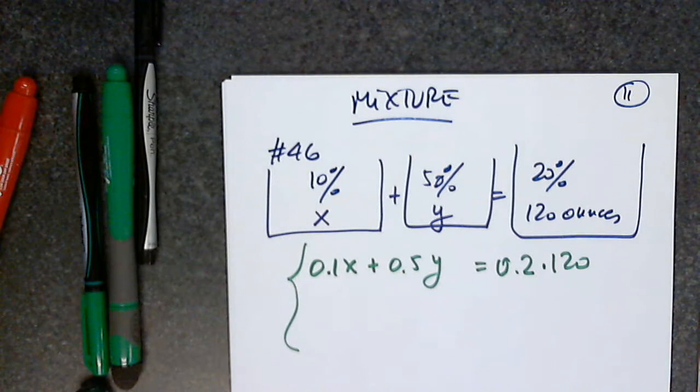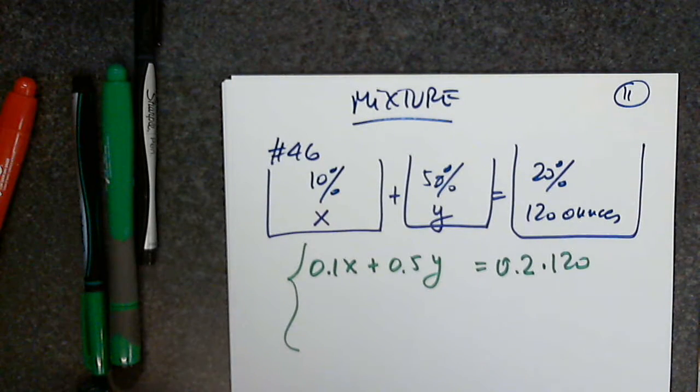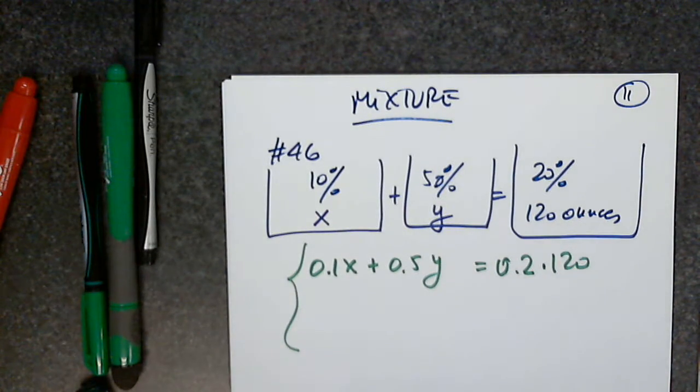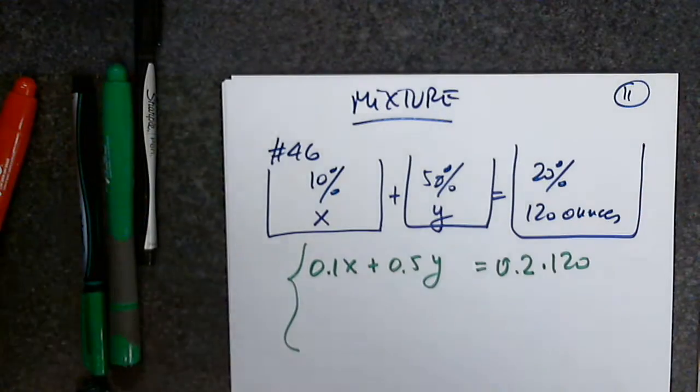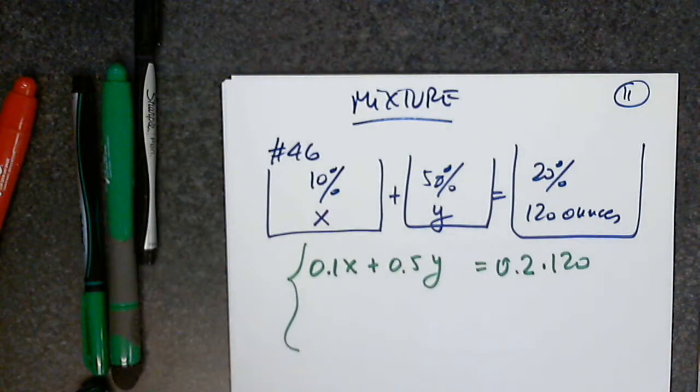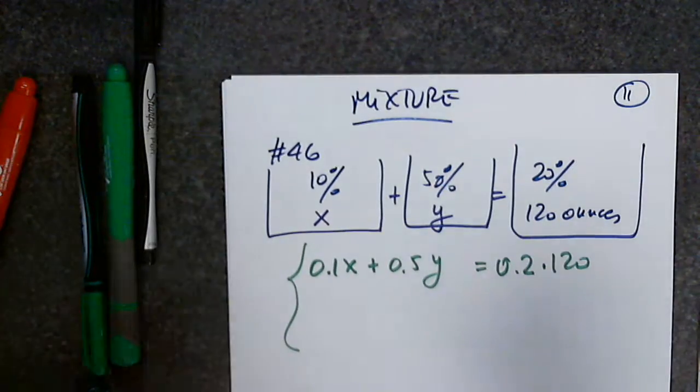Okay, now the second one. I have the first container, and I have the second container, and I have the third one that is empty. I empty these out in the third container, and now I know I have 120 ounces. X plus Y equals 120. Of course.